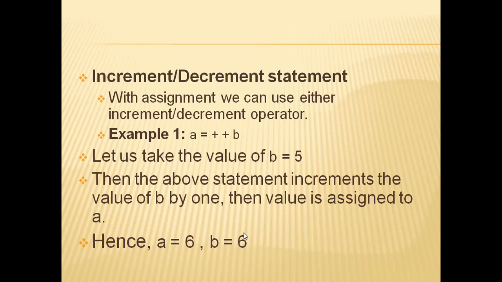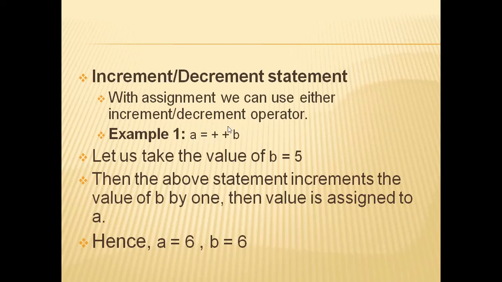First this increments the value of b. If b is 5, then plus plus b becomes 6. b becomes 6 and that result is assigned to a. Now a becomes 6 and b becomes 6. So this type of operation is called the increment operator, and that value is assigned to a variable a.